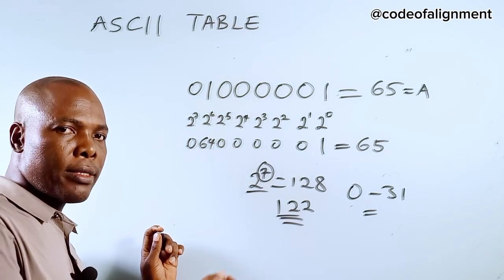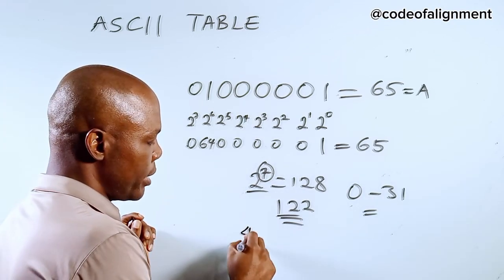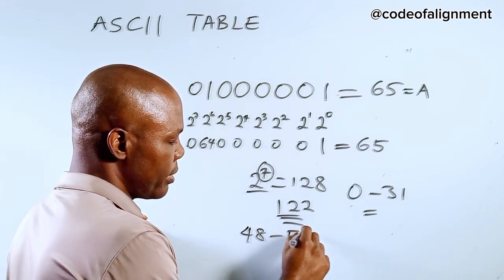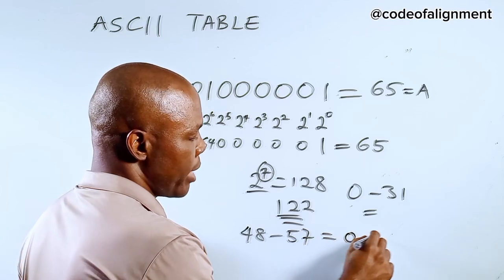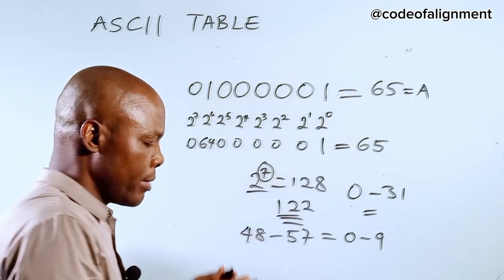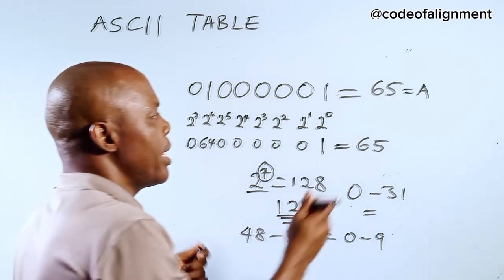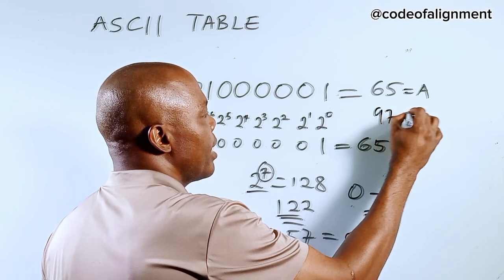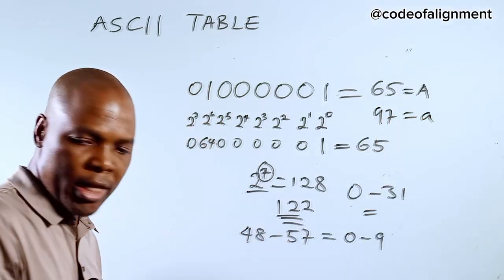Then you had numbers. So they represented 48 to 57 as 0 to 9. So 65 is A. Now, why did they pick 65 as A and then 97 as lowercase a? I will explain.